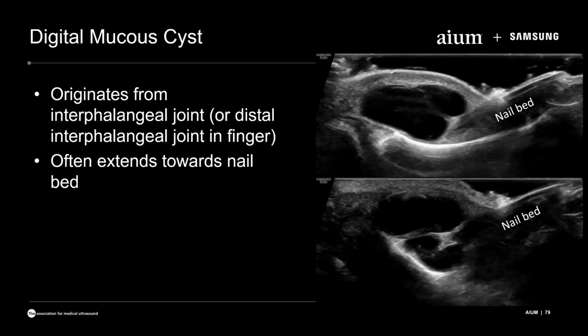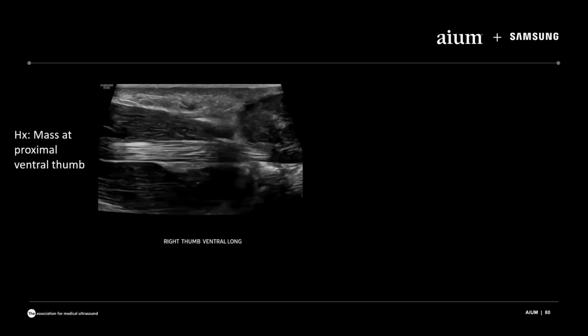Let's look at a more solid mass. So this patient presented with a mass at their ventral thumb. And you can see here, there's the mass. We're seeing the edge of it, and it's overlying the flexor pollicis longus tendon. And do you recall which muscles the flexor pollicis brevis divides of the thenar eminence? The superficial and the deep heads.